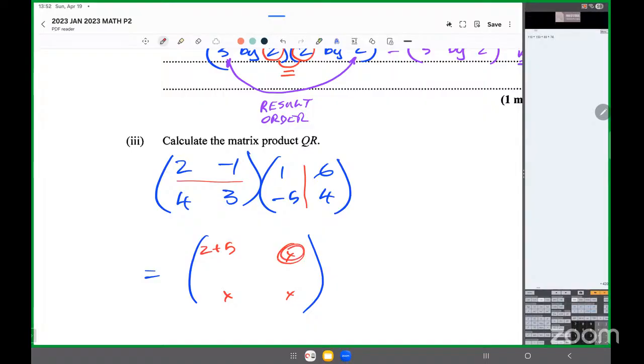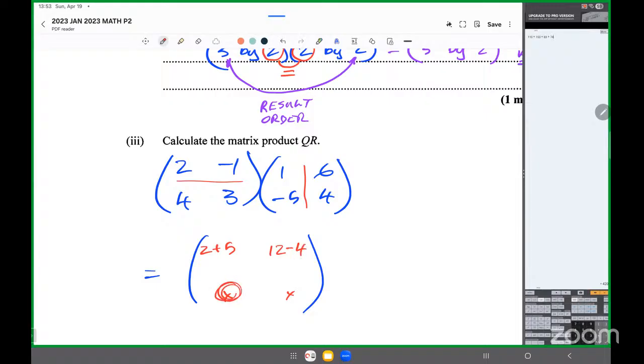The second value is positioned in the first row, second column. So you multiply the first row with the second column. Same thing again: first element times first element, second element times second element. 2 times 6 minus 1 times 4. 2 times 6 is 12. Minus 1 times 4 is negative 4.